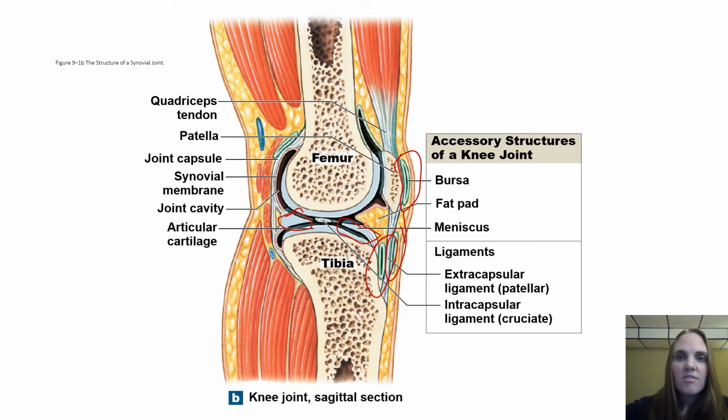We have fat pads. We've got some within the joint, and we've got fat pads outside the joint. And then we're going to have ligaments. Kind of hard to see here because it's cut in half, but that's one of the cruciate ligaments there. And then we have tendons connecting the muscle to the bone.